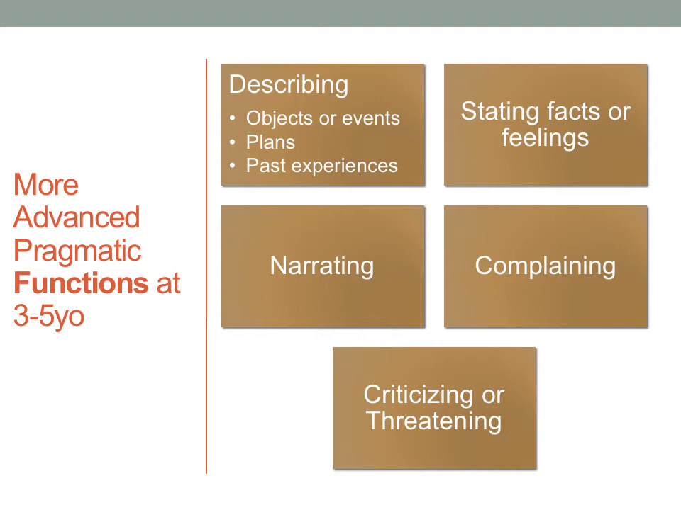Criticizing or threatening. So the other thing that can happen here is they start developing this pragmatic function of criticizing. Now they are becoming more cognitively able to criticize, to be critical of what they see, to compare and contrast. They're able to threaten or, like I said, influence someone else's behavior, and that comes with an advance in cognition. So again, we have this nice parallel between developing cognitive skills and developing language skills.